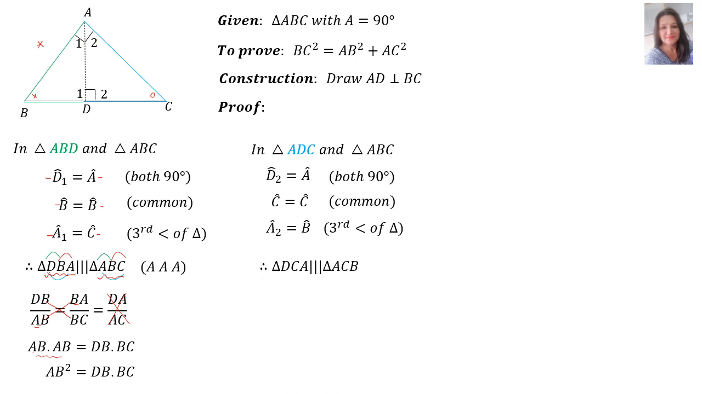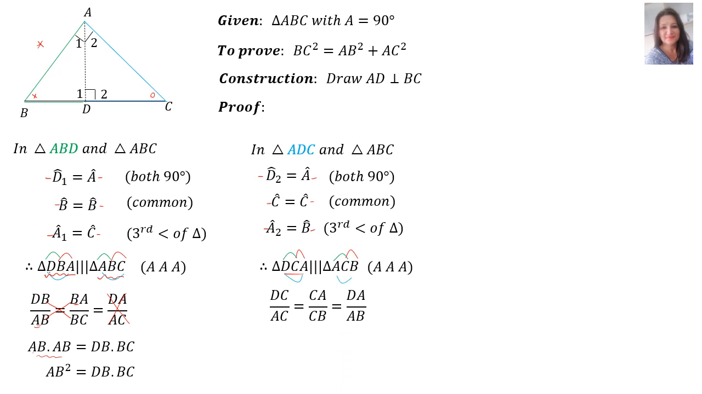Therefore, the two triangles are similar. Triangle DCA is similar to triangle ACB. And can you see the order? DCA, DCA, similar to triangle ACB. And your reason, angle, angle, angle. Then you write down the ratios. DC over AC is equal to CA over CB is equal to DA over AB.